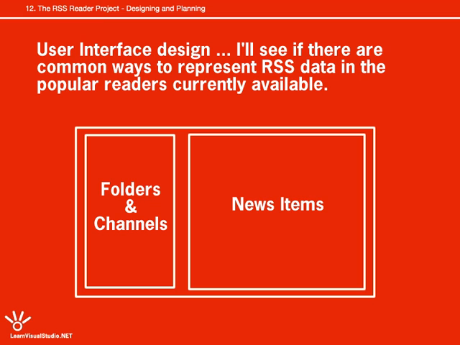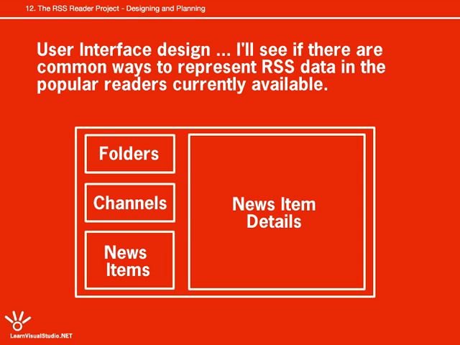So we'll have a list box that'll contain all of our folders, and by selecting one of the folders we'll see a list of channels that are in that folder. And then by selecting one of the channels, we'll see all the news items that are associated with that given channel that have been pulled down from the RSS feed. By selecting an individual news item, then we'll see all the details, the title, the description, the link, and we'll even allow our user to click on a link and then view that within a little Internet Explorer window, a little web window within the same form.